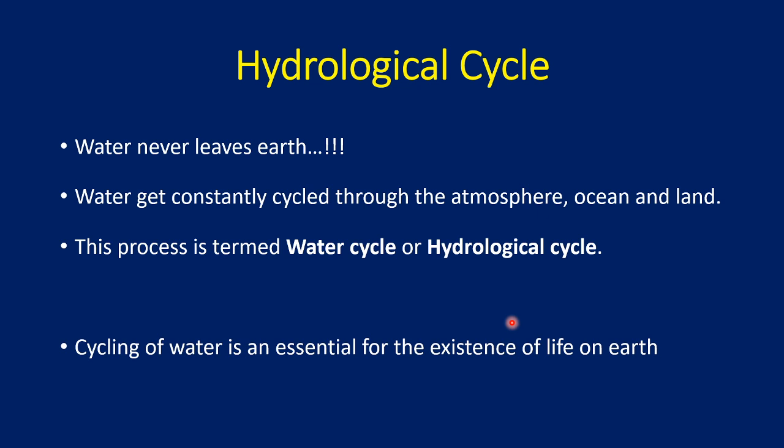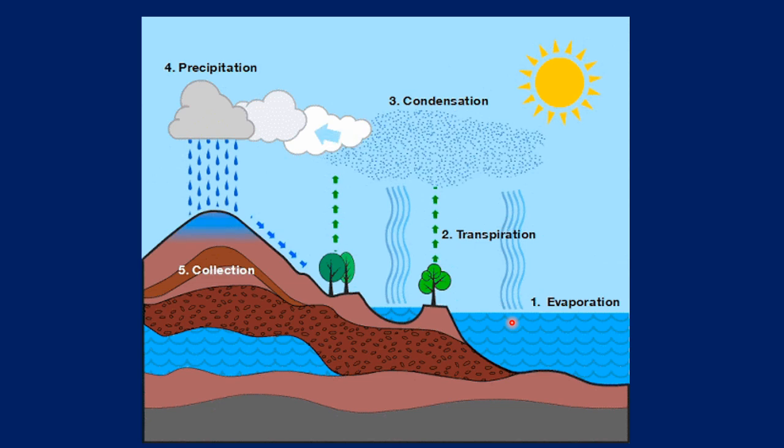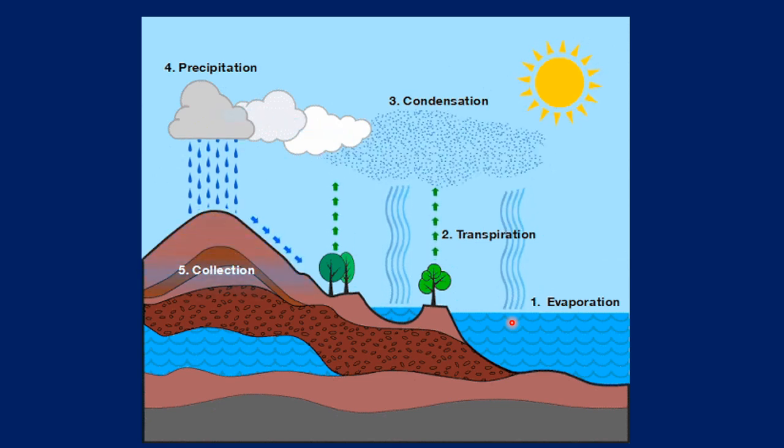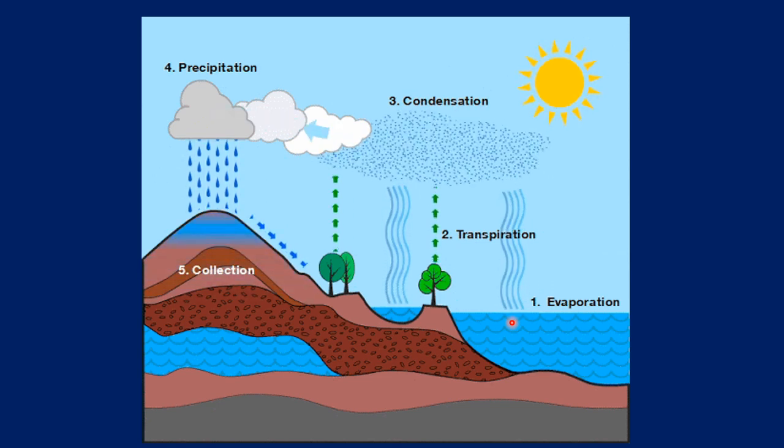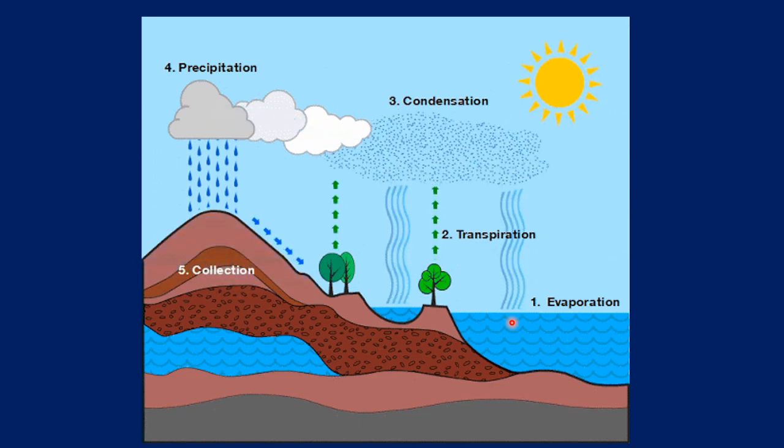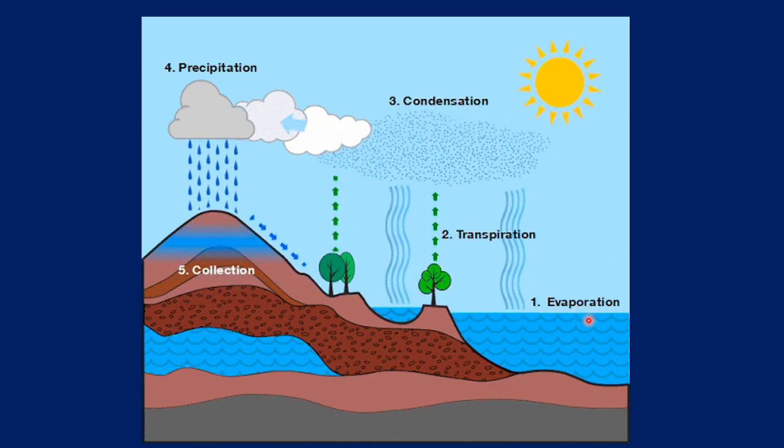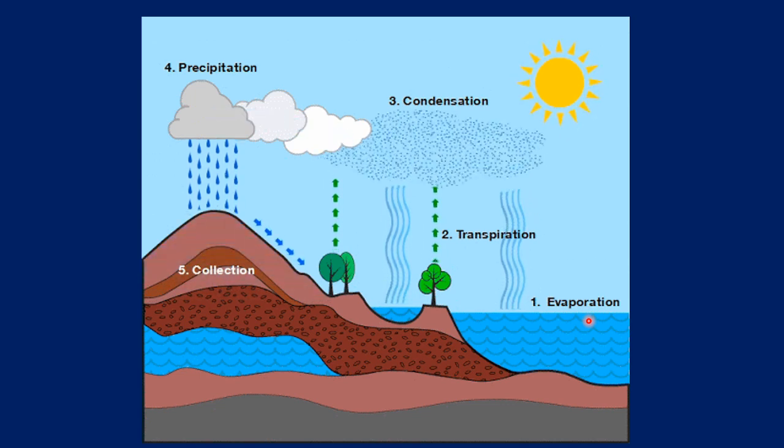Just imagine, if all the water on the earth evaporated and got stuck in the sky, it would be impossible for you to live, correct? Or if all the water on the earth were restricted only to the ocean, then also it would not be possible for the normal survival of life on earth. This animation gives you the complete water cycle. Now let's look at its components and how it happens. The first process is evaporation.